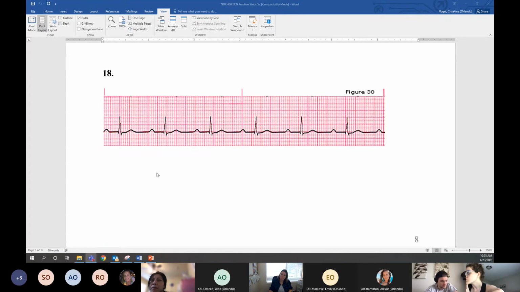Is it a sinus rhythm with first degree block? Yes, Maggie, awesome. That's exactly what it is. Okay, so we've got a regular rhythm here.